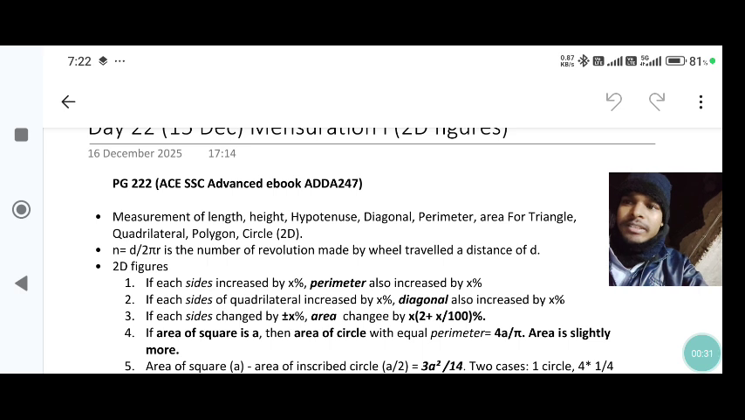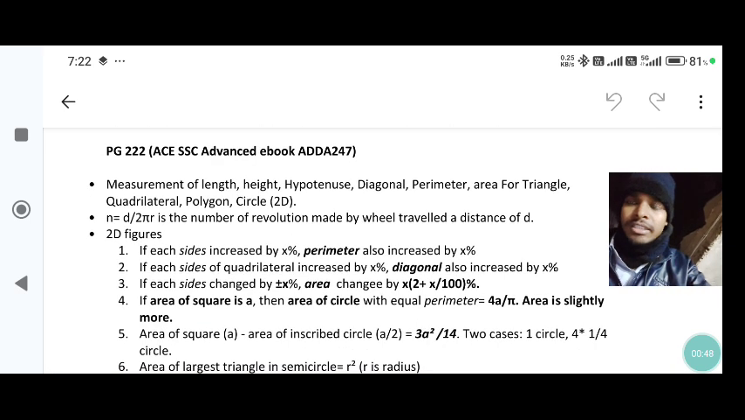So the first point is this chapter is based on the measurement of length, height, hypotenuse, diagonal, perimeter, area of triangle, quadrilateral, polygons and circle, and these are based on 2D figures.